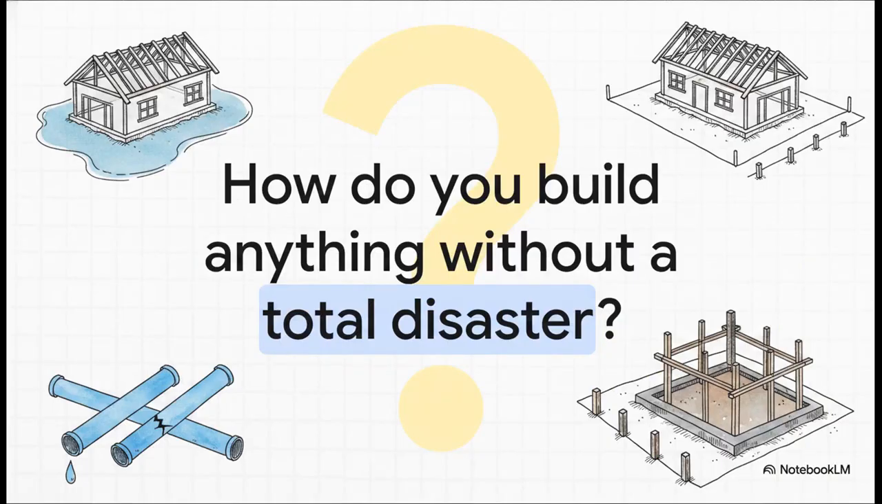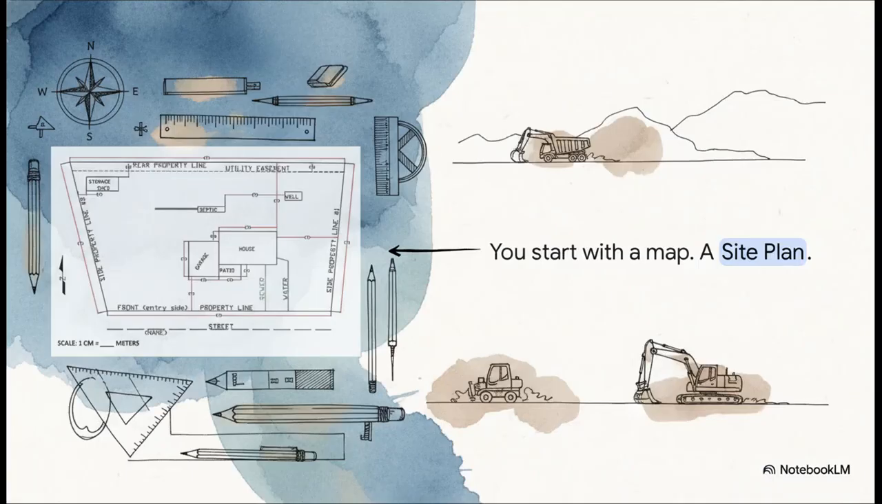I mean, really, just think about it for a second. How do you put up a whole building without accidentally hitting a water line? Or maybe building on your neighbor's property? Or even worse, having the whole thing flood the first time it rains? Well, the answer is this right here. You start with a really detailed plan that shows you exactly where everything is and where everything needs to go. This right here is the hero of our story, the site plan.